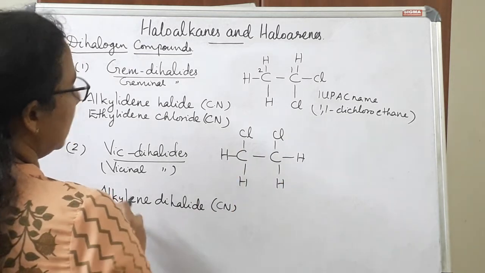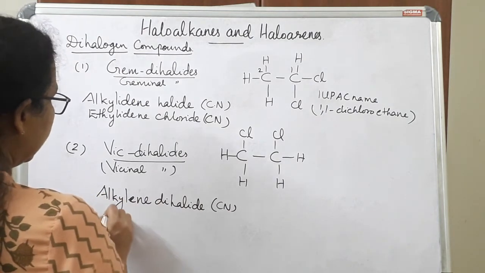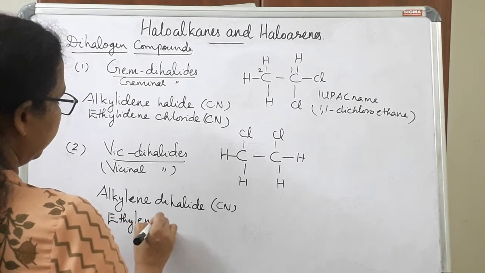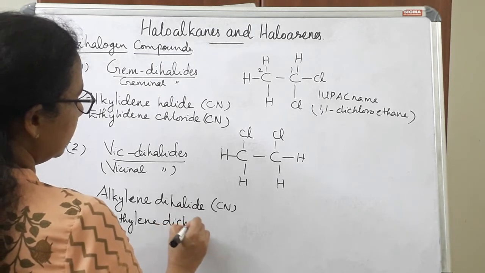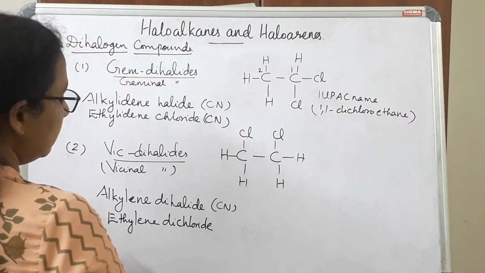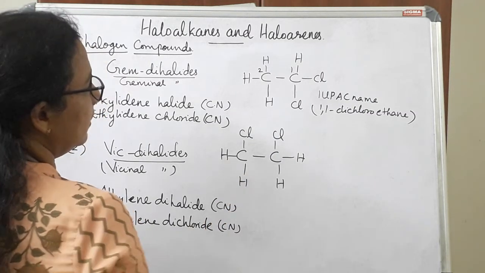Since there are two carbon atoms, instead of alkylene we can write ethylene. Instead of dihalide we can write dichloride, since chlorine atoms are attached. So it will be ethylene dichloride. That is the common name of this particular compound.